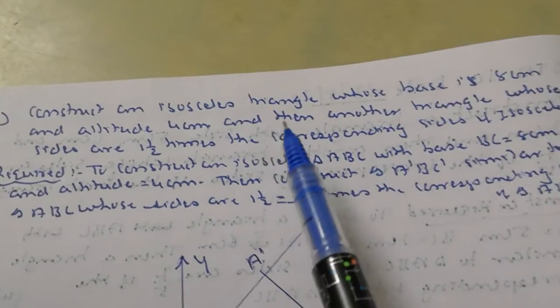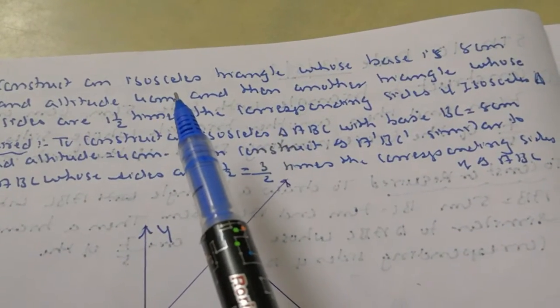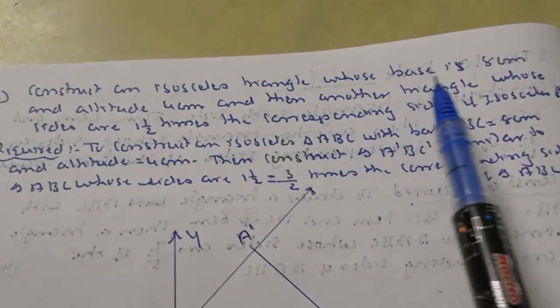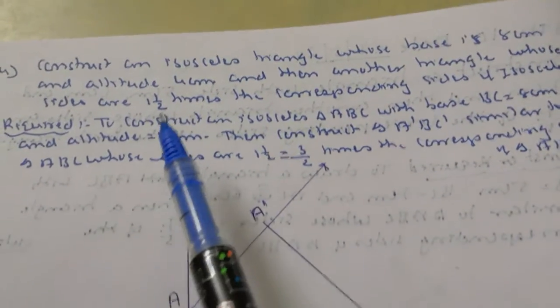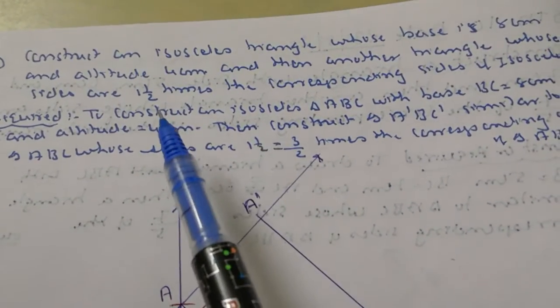Construct an isosceles triangle. What is an isosceles triangle? Two sides are equal. A triangle in which any two sides are equal is called an isosceles triangle, whose base is 8 cm and altitude is 4 cm. And then another triangle whose side is 1.5.